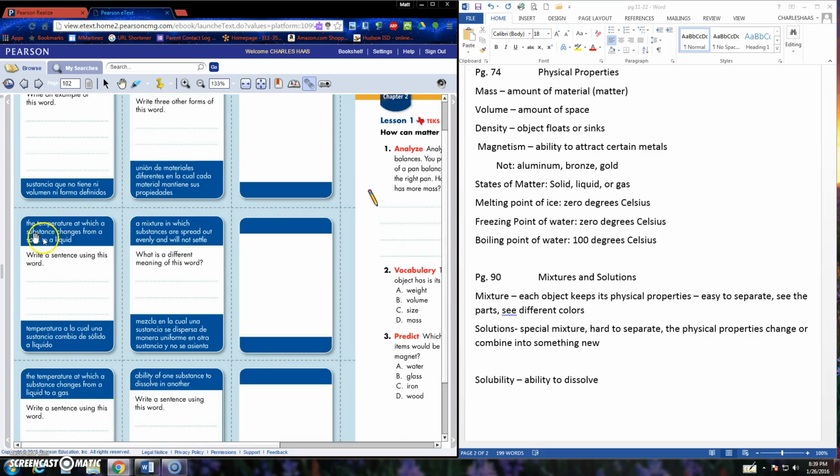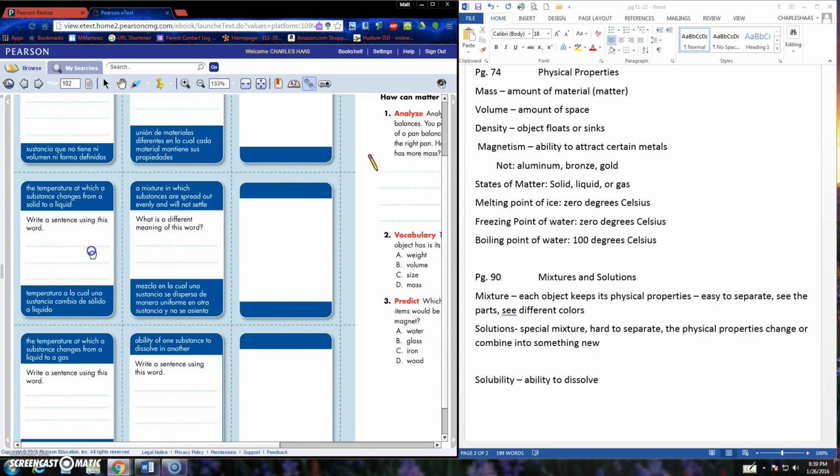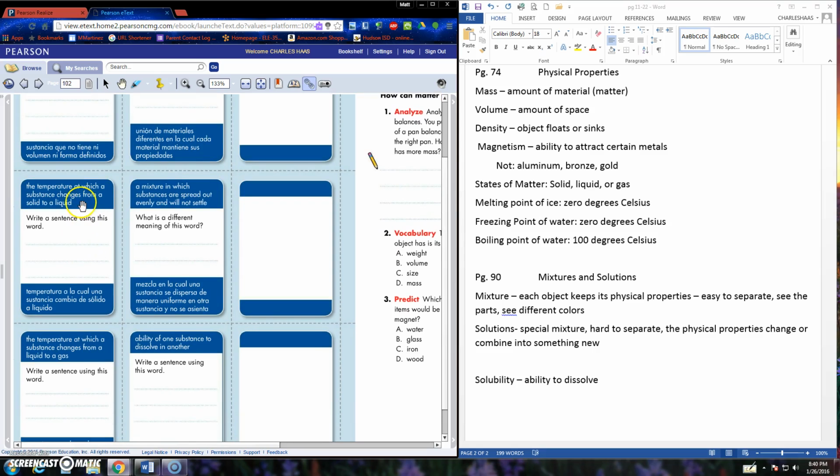The temperature at which substances changes from a solid to a liquid. See, on the back of that we also need to put the number that goes there. When something changes from a solid to a liquid, that's melting, so the melting point should be 0 degrees Celsius. I put that back here. But you can put the definition for the new card that you made.